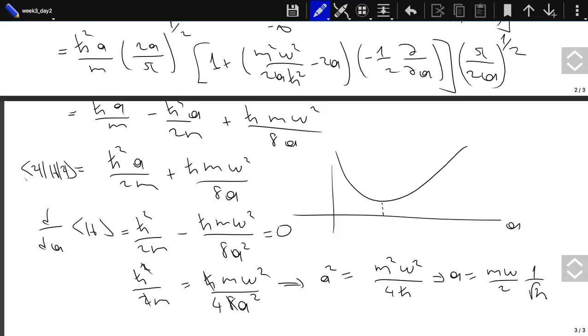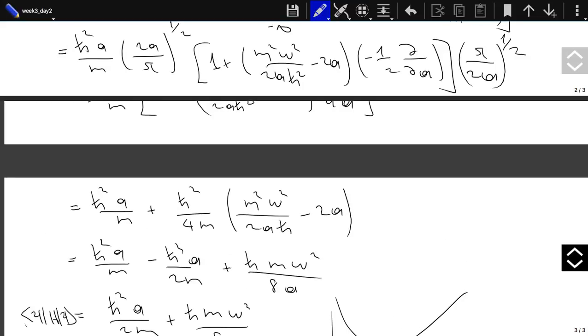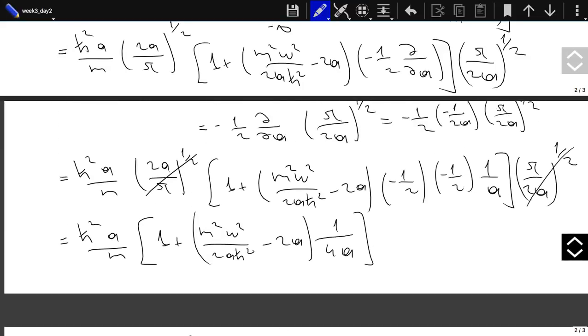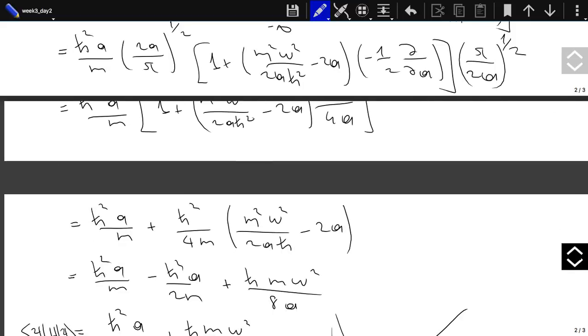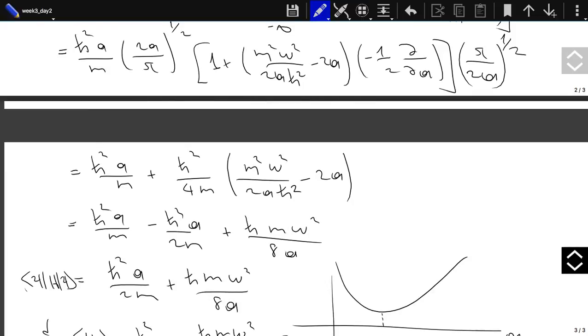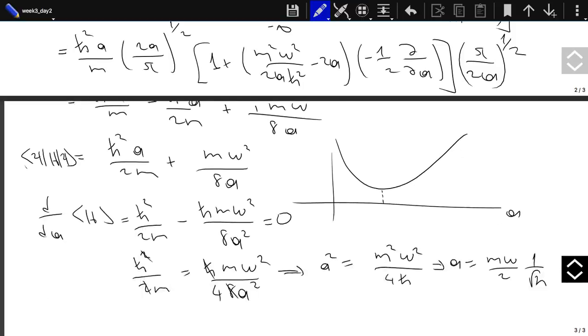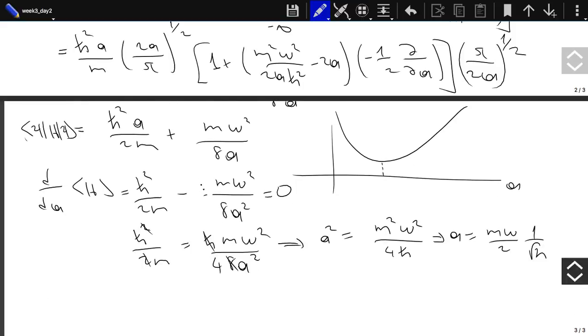Are you sure we didn't miss any h bars somewhere? So let's see. Here this is h bar squared, so this is h bar squared. So we don't have this h bar over here, there's no h bar over here. No h bar here, no h bar here, so this is h bar squared. This is h bar squared, so here we have h bar.